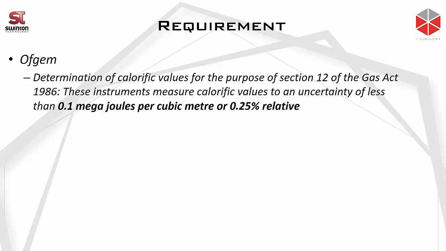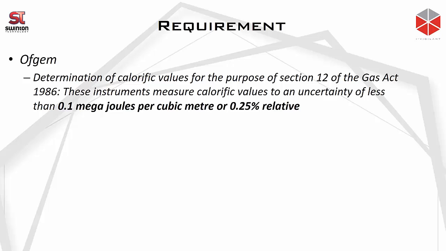basically one of the requirements in the UK, and it says that the purpose of calorific value determination is for the purpose of Section 12 of the Gas Act, which is the law that came out in 1986. So basically, any instrument that measures calorific value needs to have an uncertainty less than 0.1 megajoules per cubic meter, or 0.25% relative.